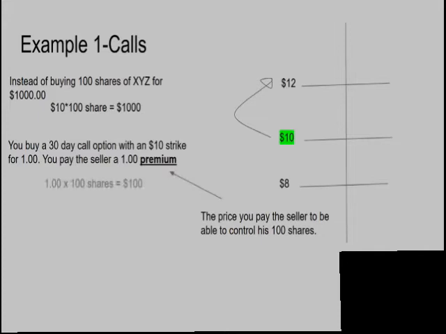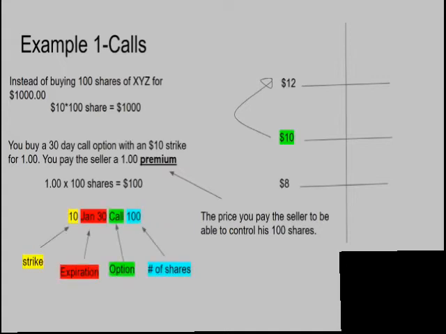That is the price you pay him to be able to do that. So $1 times 100 shares is $100. You buy the option. Now, this is how most options will look on a brokerage platform, give or take, or on an options chain. We'll go over that in other videos. But you basically have the strike price, the expiration date, what kind of option it is, and then the number of shares in control.